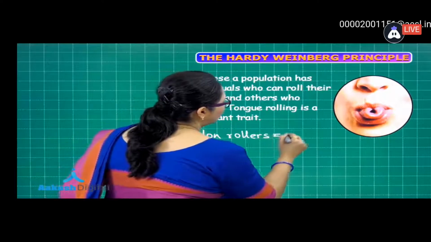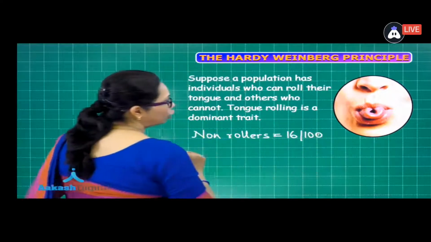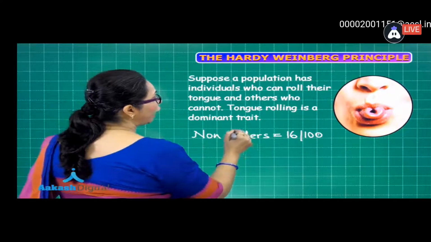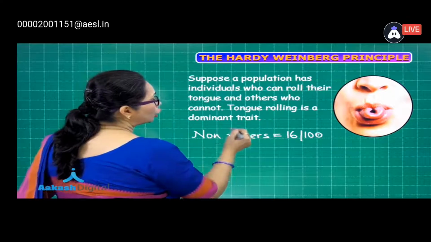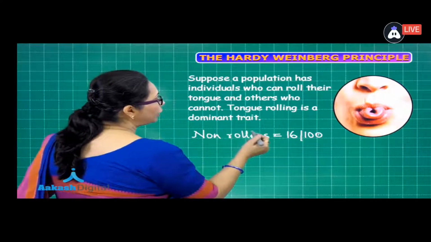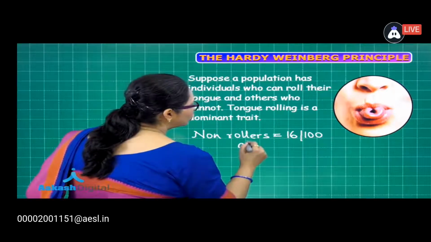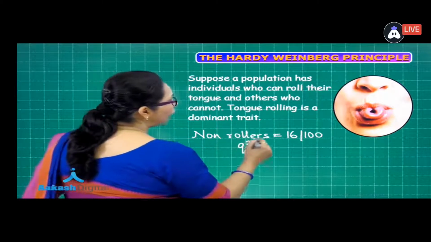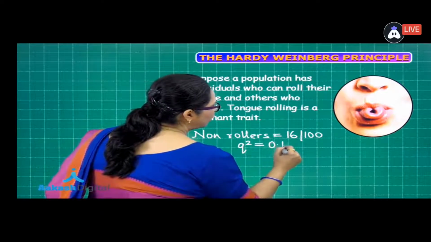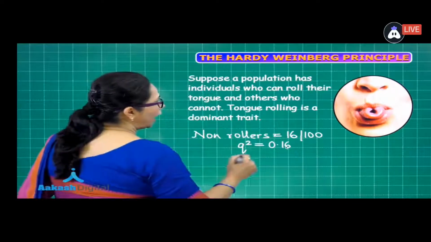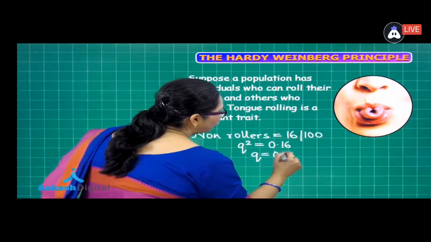So suppose in a population, the non-rollers, that means those who cannot roll their tongue, are 16 out of 100. In this case, we have just mentioned that rolling of tongue is a dominant trait, and non-rollers must be q², having the recessive trait, and if we convert it to decimal, it would be 0.16, and that means q would be 0.4.